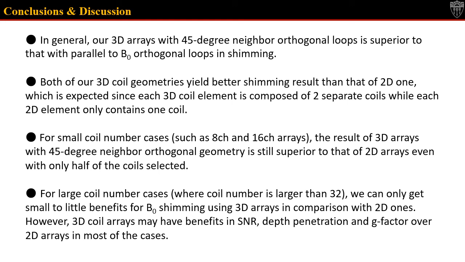For large coil number cases, we only get small benefits for B0 shimming using 3D arrays in comparison with the 2D one. However, 3D coil arrays may have benefits in SNR, depth penetration and g-factor over 2D arrays in most of the cases.